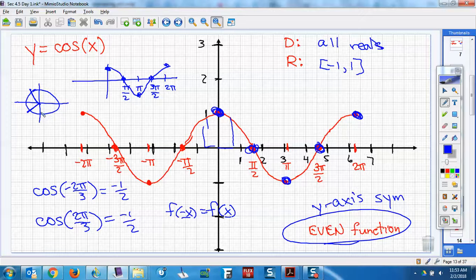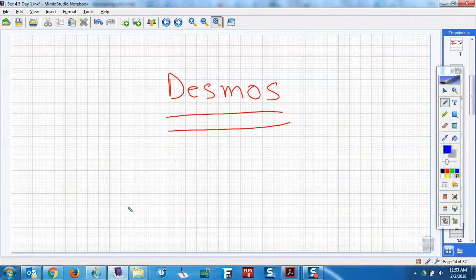Okay, so that's the sine and the cosine graphs. The basic looking graphs. We want to be able to sketch those at a moment's notice. Not a regular calculator, but a graphing calculator will help.